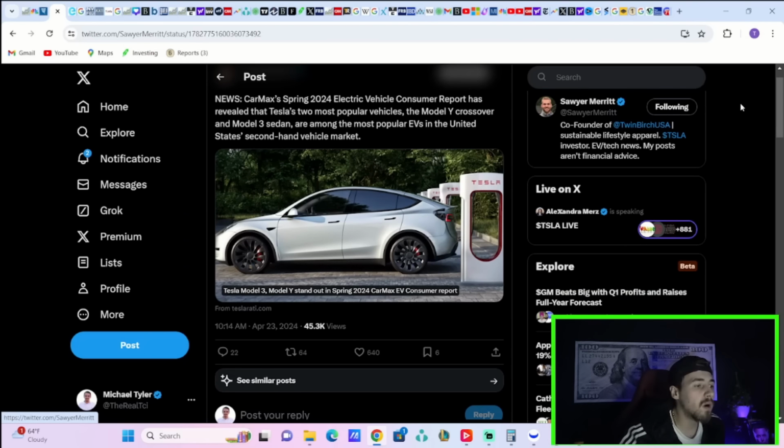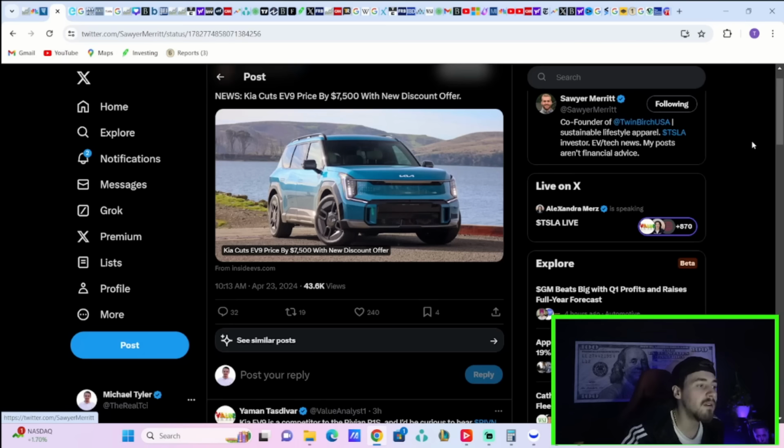CarMax's Spring 2024 Electric Vehicle Consumer Report has revealed that Tesla's two most popular vehicles, the Model Y crossover and Model 3 sedan, are among the most popular EVs in the United States' second-hand vehicle market. Kia has cut the price of the EV9 by $7,500 with a new discount offer.